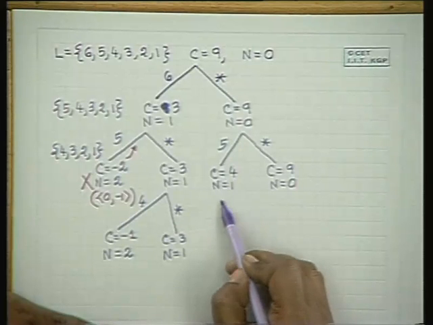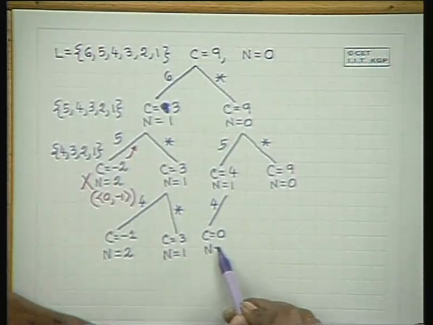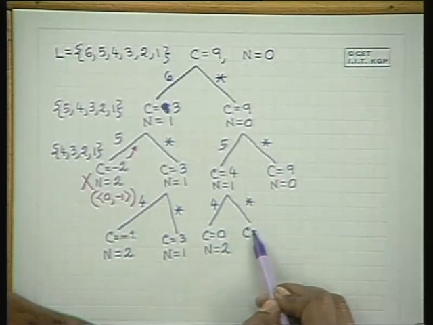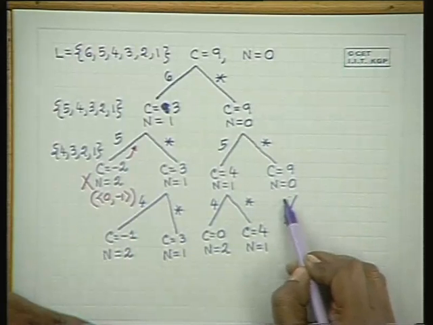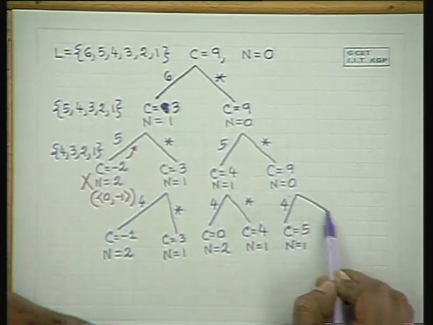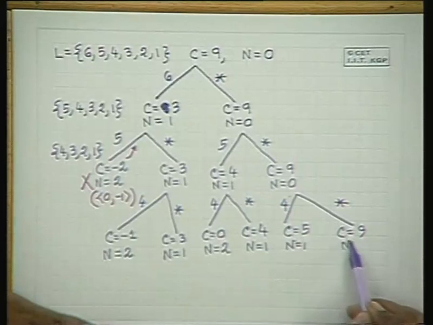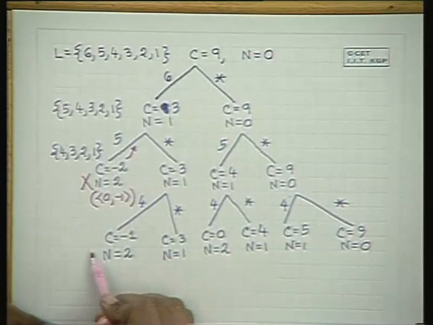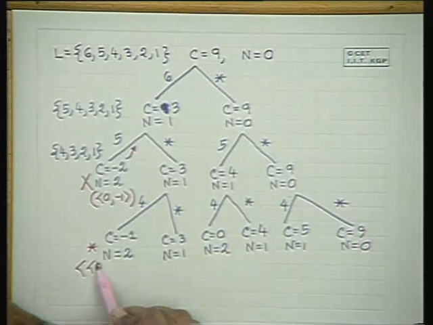But here neither is C 0 or negative and N is 1, so you've got the option of choosing 4 or not choosing 4. If you choose 4, you get C equal to minus 1 and N is equal to 2. Otherwise C remains 3 and N remains 1. Here if you choose 4, C becomes 0 and N becomes 2. If you do not choose 4, C remains 4, N remains 1. Here if you choose 4, C becomes 5 and N becomes 1. If you do not choose 4, C remains 9, N remains 0. At this point, this is failing, so it returns 0, minus 1.